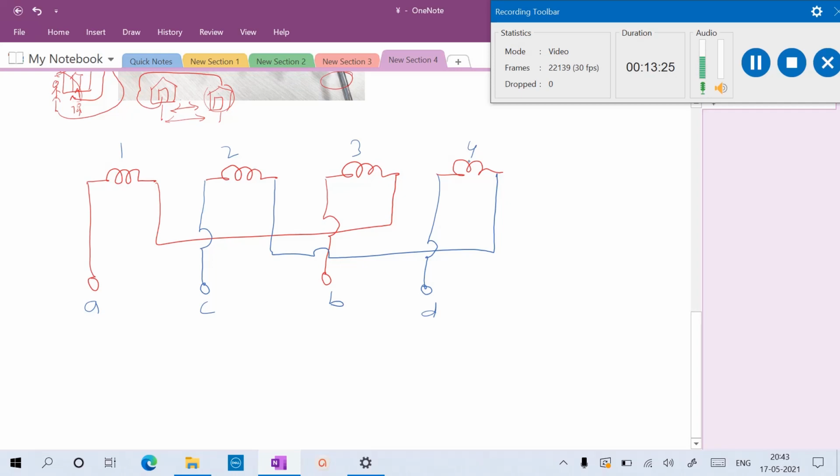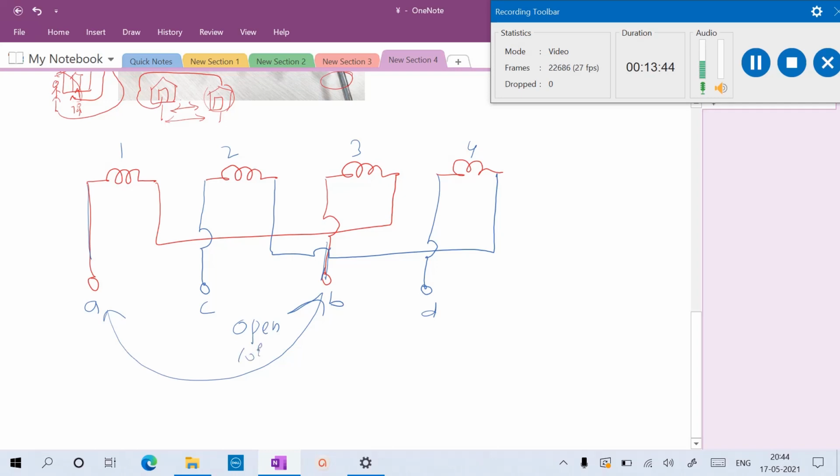Coil 1 and 3 are connected in series, and A and B are open. These are not connected, open. So this is one slot, this is another slot, not the same slot. There is no physical connection between A and B. That is known as an open coil. Okay, so this is an open coil.